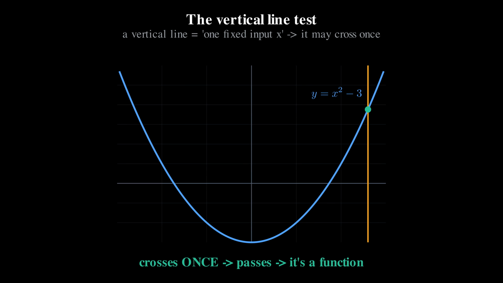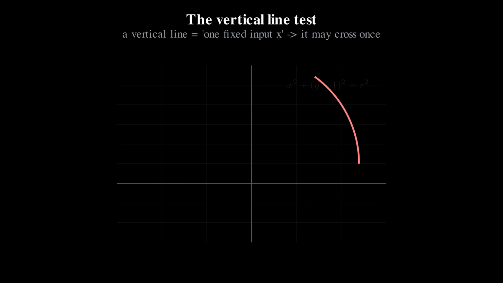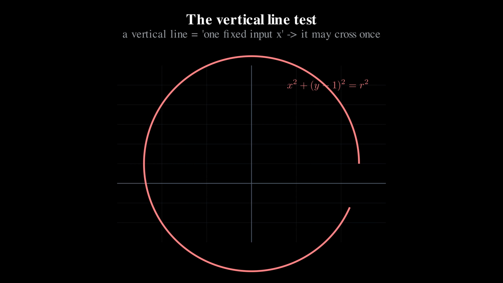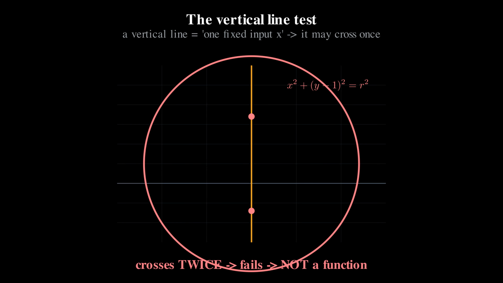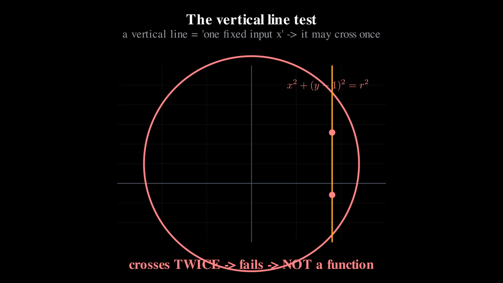It is a function. Now a circle. Sweep the same vertical line. In the middle, it slices the circle at 2 points at once. One input, x, giving two different y values. That breaks the one output rule on the spot. So the circle fails the vertical line test. It's a relation, but not a function. One clean rule to remember. If any vertical line can hit the graph more than once, it's not a function. That's the one output rule made visible.